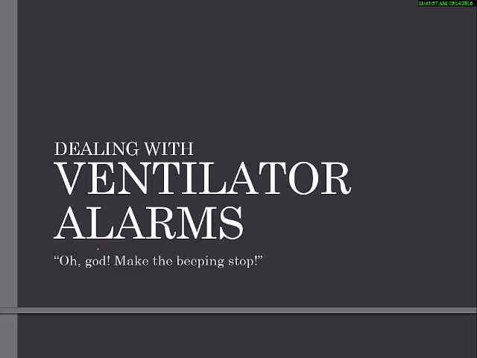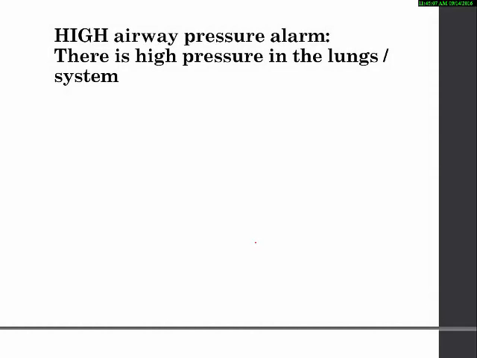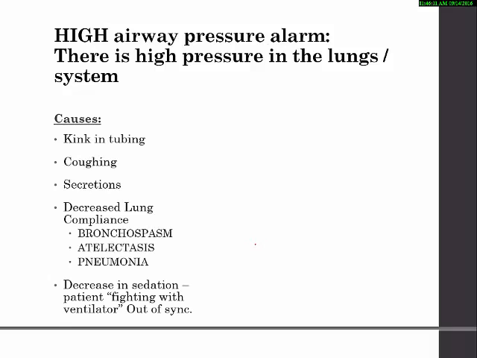Ventilator alarms. Oh my God, make the beeping stop. Okay, so there are, as I said before, quite a few alarms that can be triggered, and we'll talk about what they are and how to deal with them. High airway pressure alarm. That means there's just high pressure in the lungs in the system. So this can be caused by a couple different reasons. Kinking in the tubing, with patients coughing against the inspiration, if there's lots of secretions in there. Decreased lung compliance, so they have atelectasis or pneumonia or bronchospasm, and a patient fighting with your ventilator.